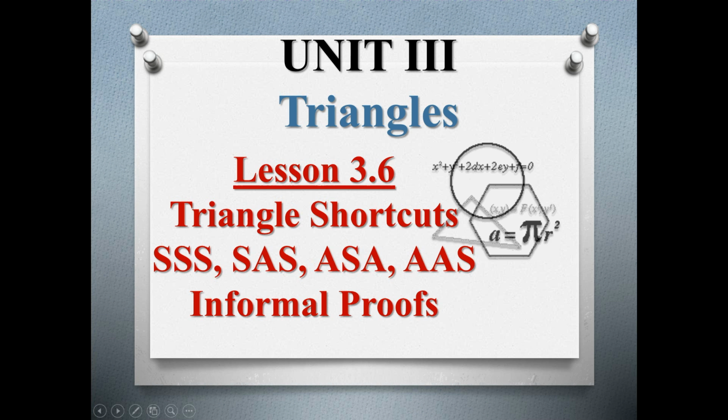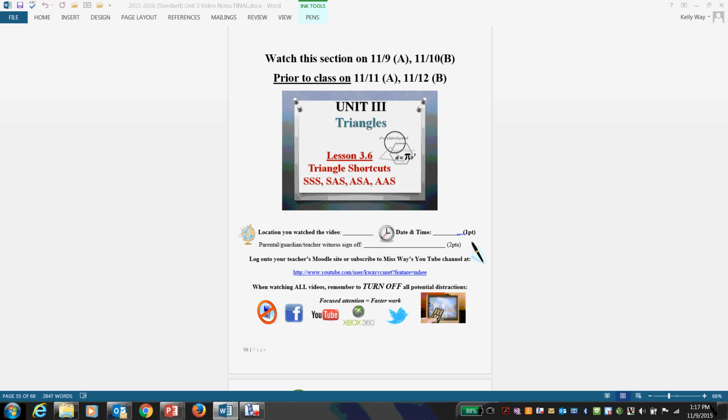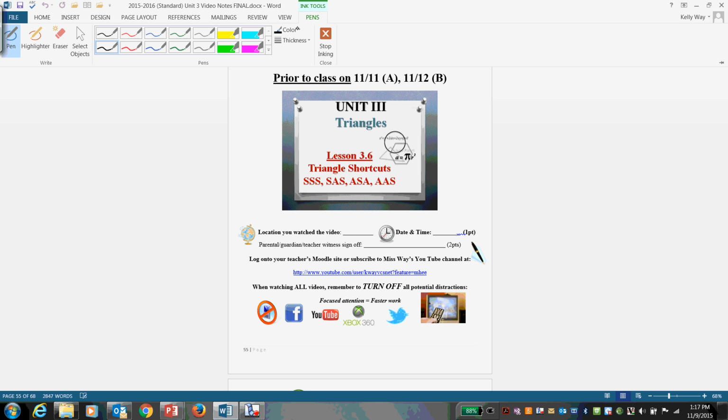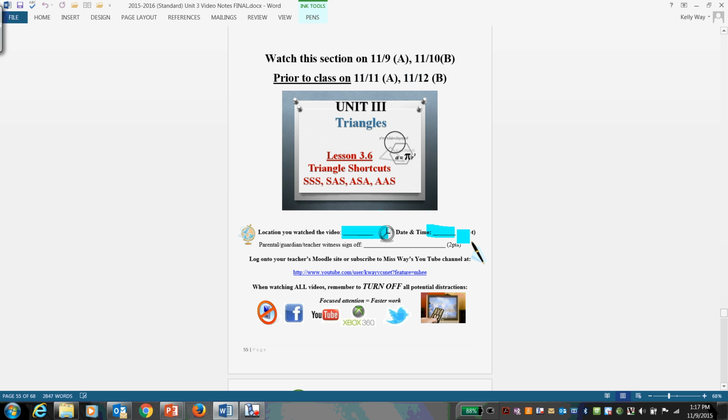This is Unit 3, Triangles, Lesson 3.6, Triangle Shortcuts. Side, side, side; side, angle, side; angle, side, angle; and angle, angle, side. We're going to be talking about informal proofs. You're going to look at this web page. Make sure you add the time and location that you are working on here, as well as a parent-guardian sign-off.